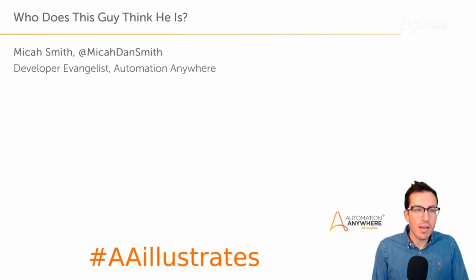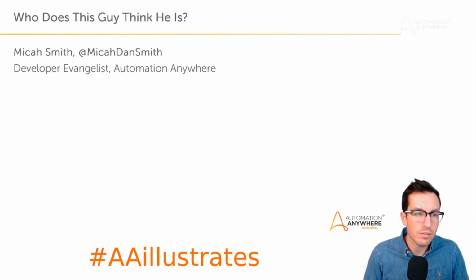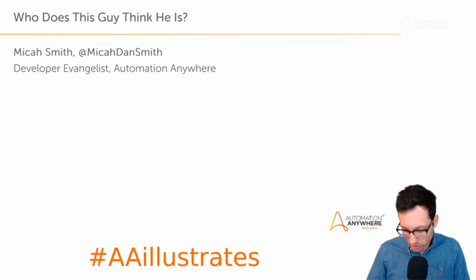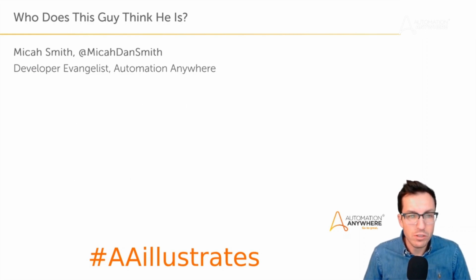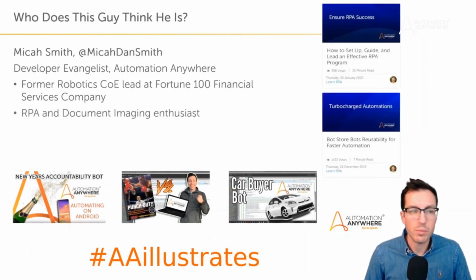First off, who does this guy think he is? I am the host of this week, Micah Smith, at Micah Dan Smith on Twitter. I am a developer evangelist at Automation Anywhere. So that means I get to geek out with this product and do all kinds of really fun stuff and get people excited about what you can do with it. I'm a former COE lead at a Fortune 100 financial services company, so I've been doing this stuff for a little bit. I'm also an RPA and document imaging enthusiast.